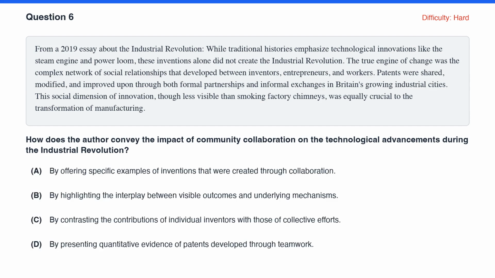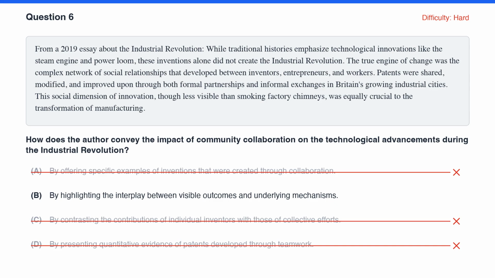We need an answer that captures the author's actual rhetorical move, pairing the obvious, visible technologies with the hidden social fabric that made them possible. The right choice should reflect that contrast between what we see and what we don't. Choice A fails because the passage never names specific inventions that resulted from collaboration. It only references the steam engine and power loom in general terms.